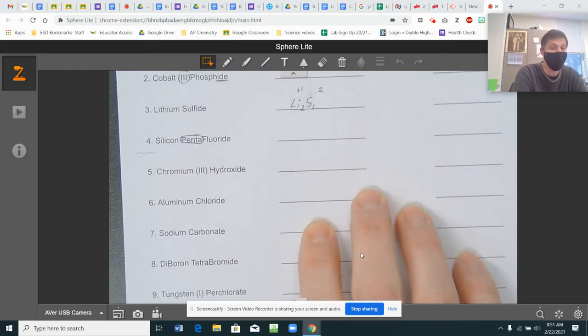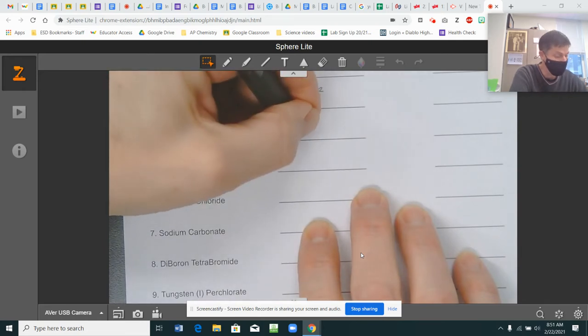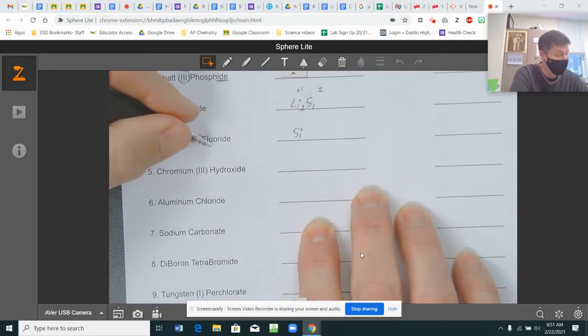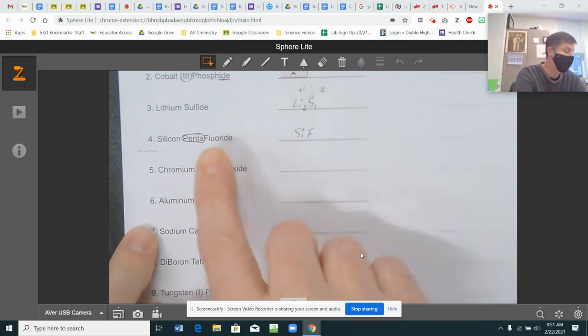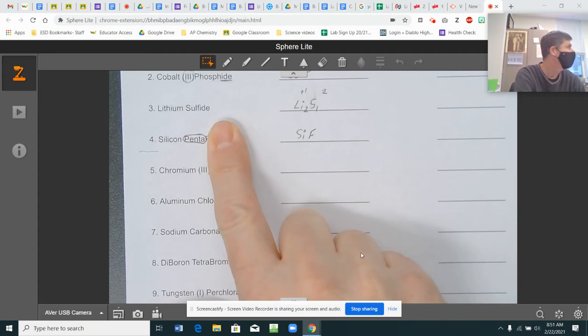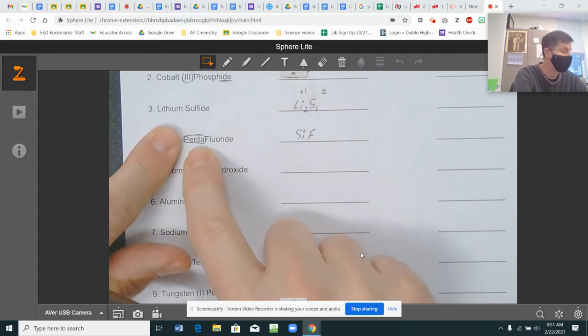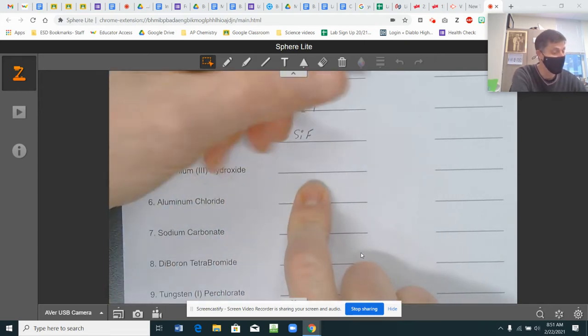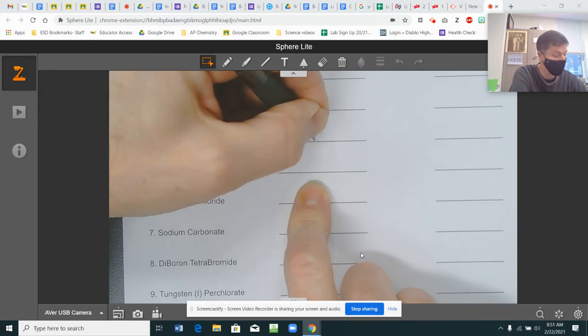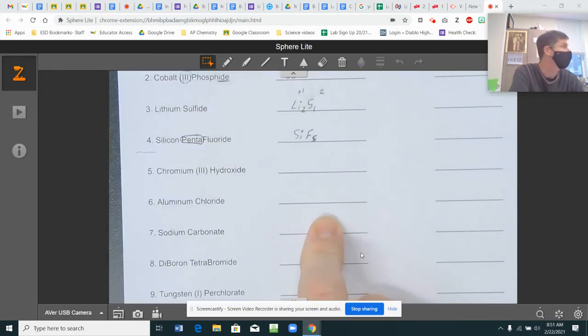Okay. So with that, silicon fluoride, penta is what number? 5. Now, is it silicon penta or is it pentafluoride? It's pentafluoride. So the 5 is connected to the fluorine. Okay, so it's SiF5. Are we getting okay on this?